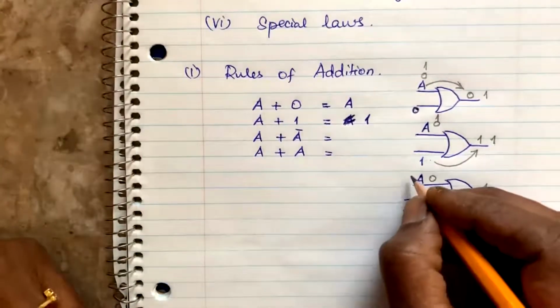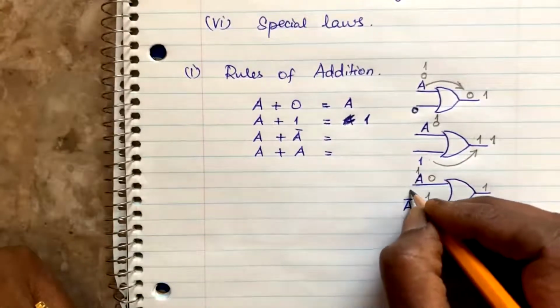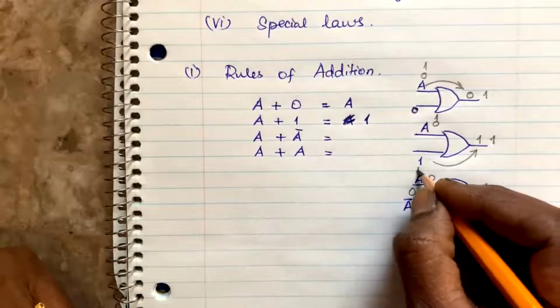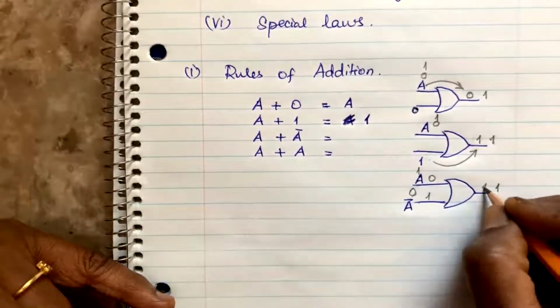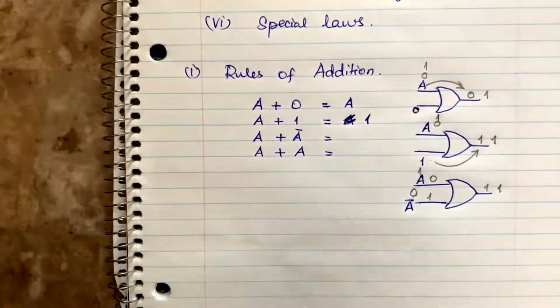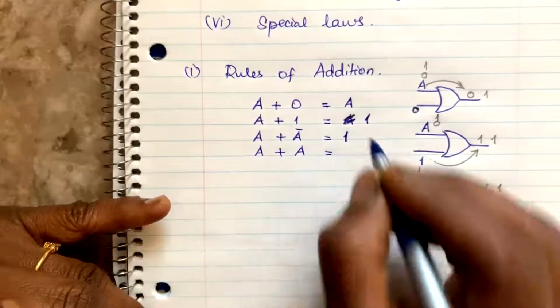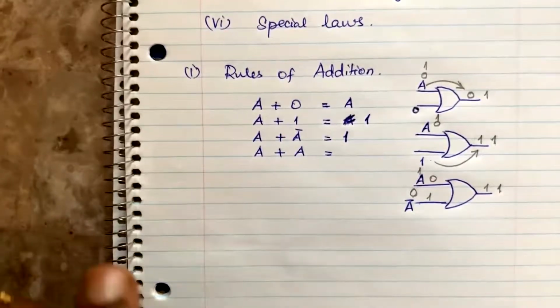Now if A is a 1, A complement is going to be a 0. So 1 plus 0 is also 1. All the time the output is a 1. So A plus A complement is a 1. There is a 1 somehow or the other in the inputs of the OR gate.